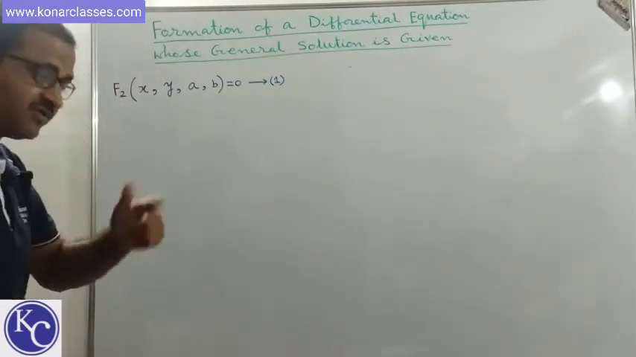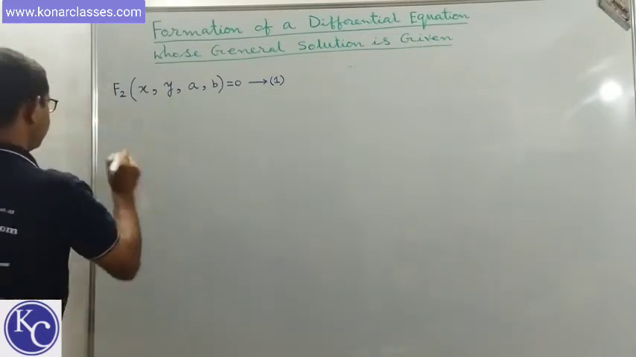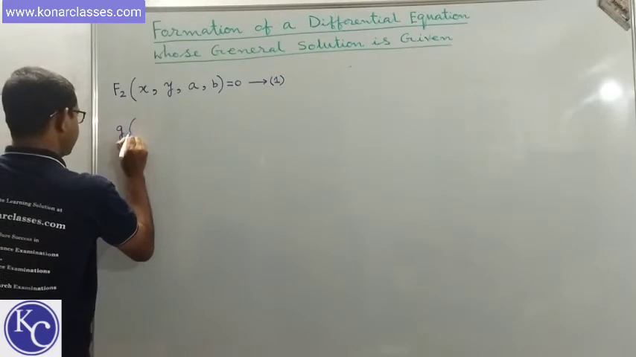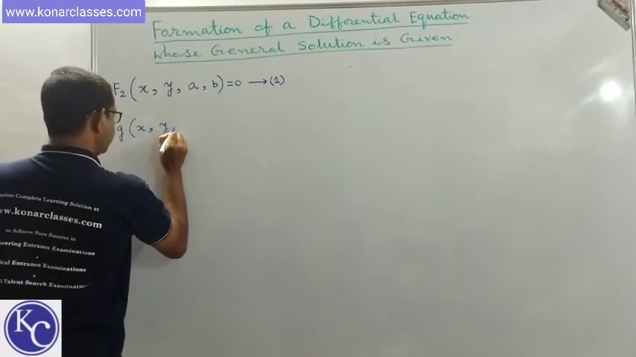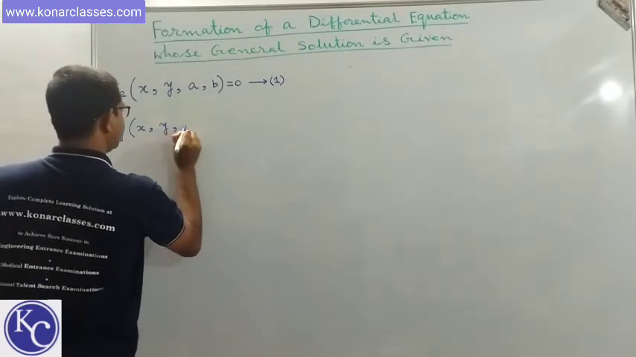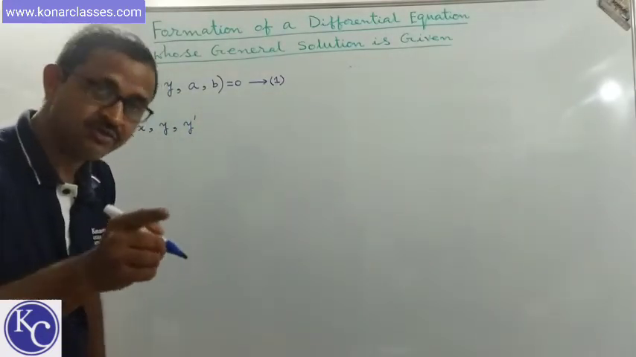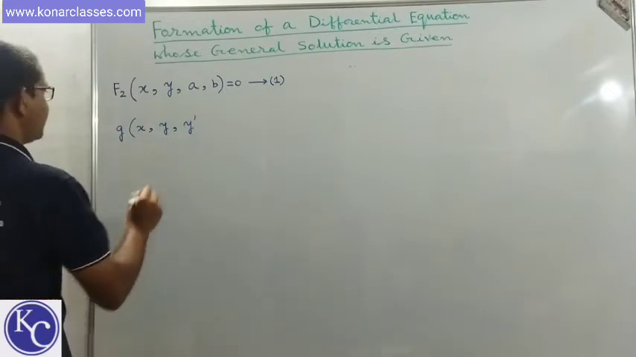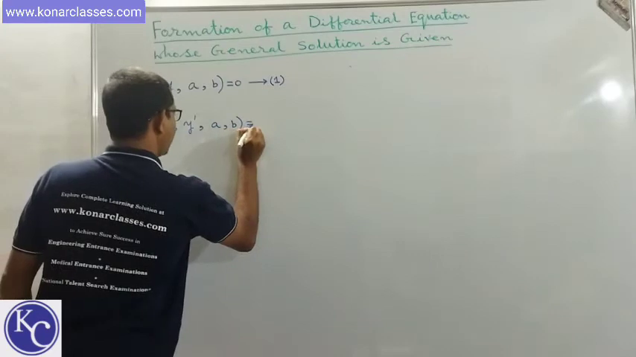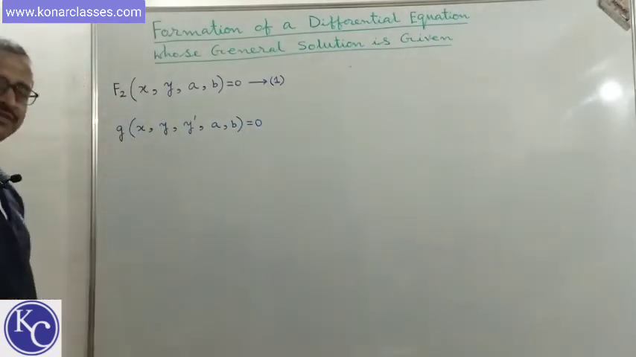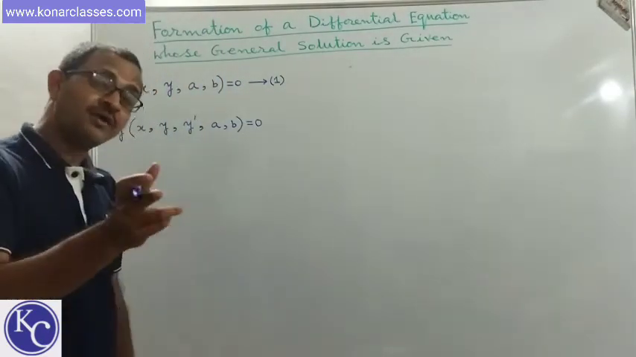What is the first step? The first step is to differentiate both sides of this equation. What are we going to get? We are going to get a curve called g. It will contain x, the independent variable, y, the dependent variable dependent on x, then y dash, the differentiation of the dependent variable y with respect to the independent variable x, and it may have the arbitrary constants a and b. Why am I saying may have? Because due to differentiation some of the arbitrary constants may actually get removed. But that depends on what type of equation it is.